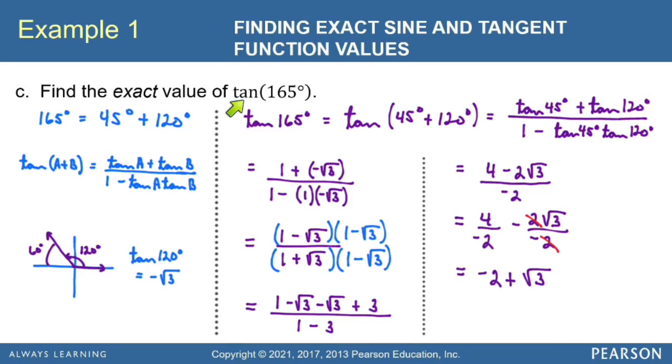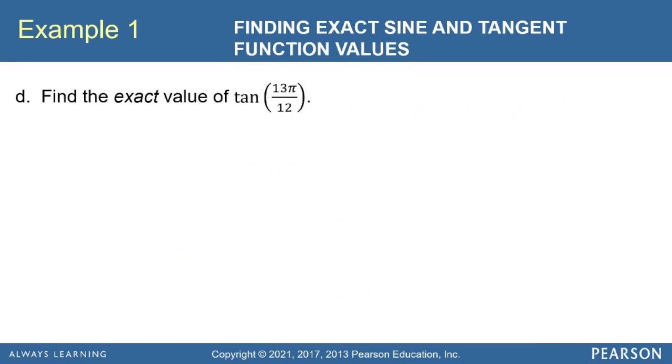So our final answer for the tangent of 165 degrees is negative 2 plus square root of 3, or you could reverse these terms so that the positive one comes first, and you could write it as square root of 3 minus 2. Either one is perfectly acceptable. And here in Part D, we're asked to find the exact value of the tangent of 13 pi over 12.